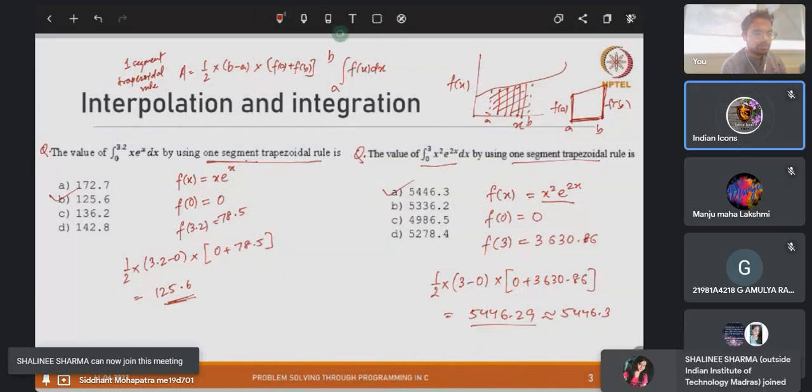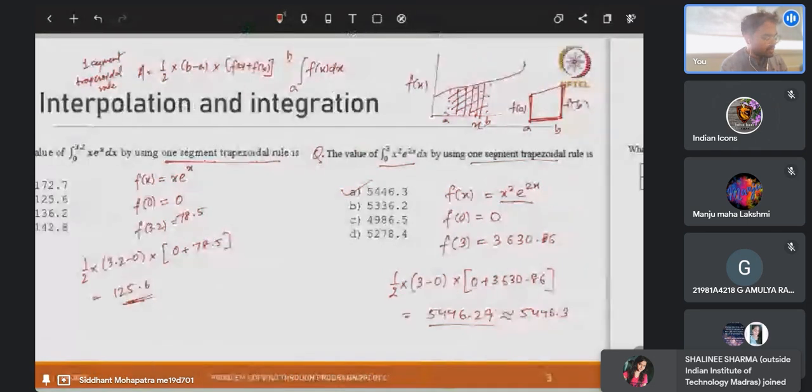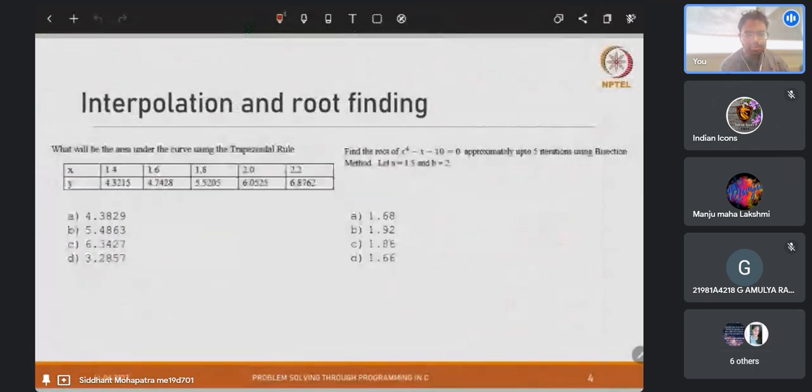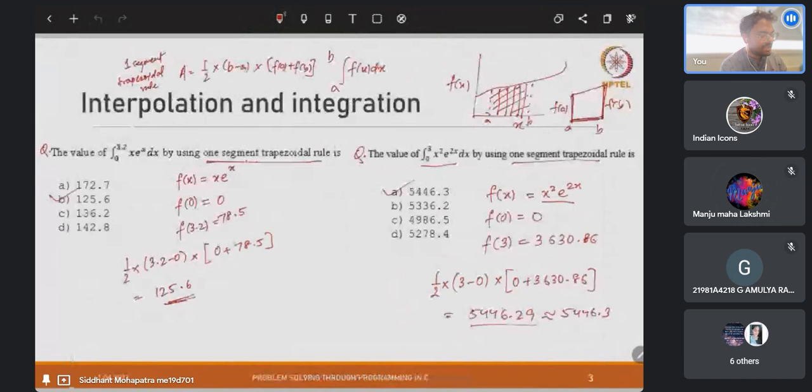Okay, sir. Yeah. Okay. Then we will move on to the next question, which is again using trapezoidal. How did you write 1 by 2 into 3 minus 0? Yeah, this is basically the area of a trapezium. So if you have some trapezium, so this is a trapezium, and you want to calculate the.